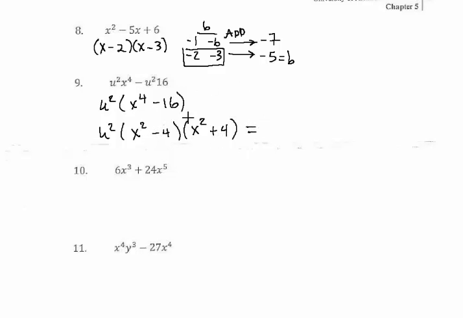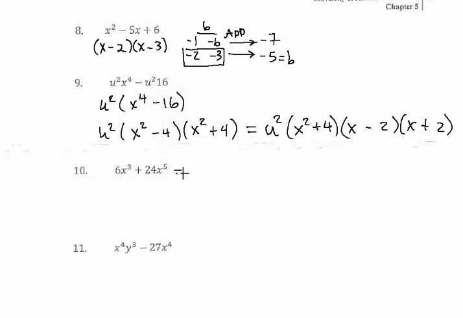But now we can go a step further. This factor is prime. It is the sum of squares. This one, however, is another difference of squares. So now we can write u squared, x squared plus 4. We can't do anything with either one of these two. But the other one will break up into two factors, x minus 2 and x plus 2.